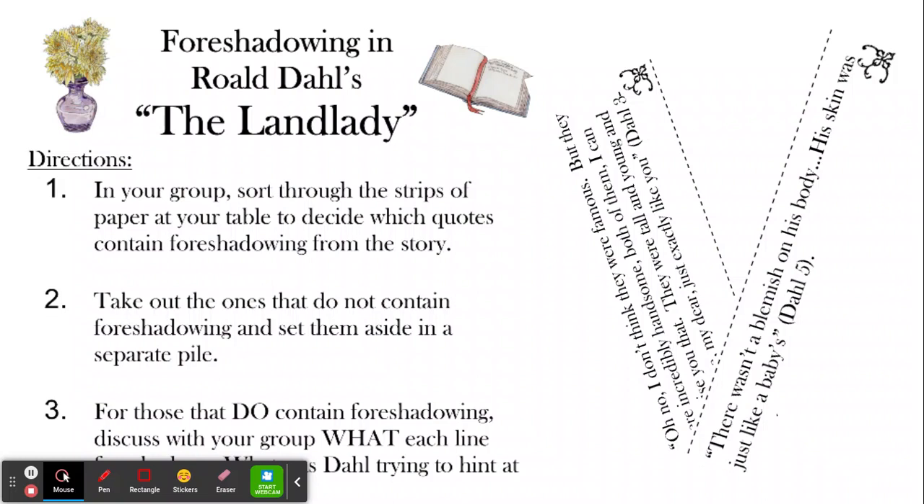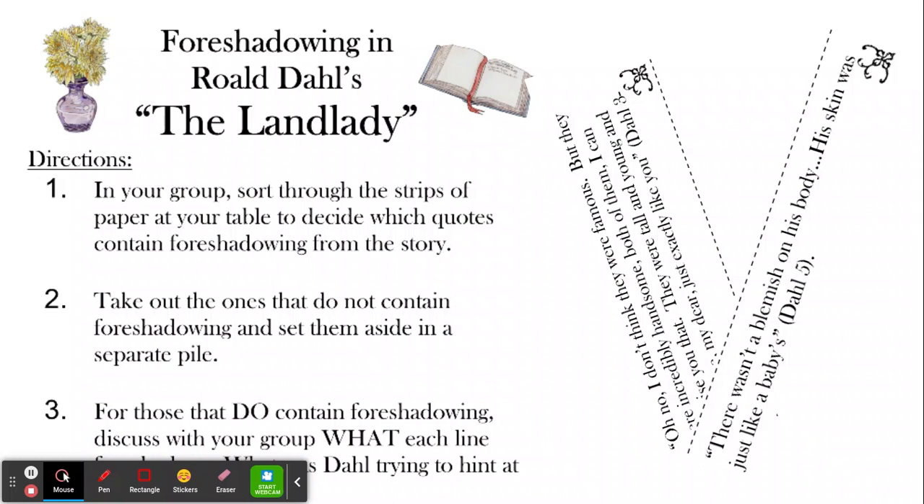Once you have these two piles, I want you to further investigate the pile of foreshadowing strips and discuss with your group what each line foreshadows. If you say, yeah, this is definitely foreshadowing, what was it giving you a hint about that might happen later in the story, or that we confirmed happened later? You can't just put it in a pile and say this is foreshadowing without using your knowledge of the story to prove it. So please make sure you're having those discussions about what each line is foreshadowing.